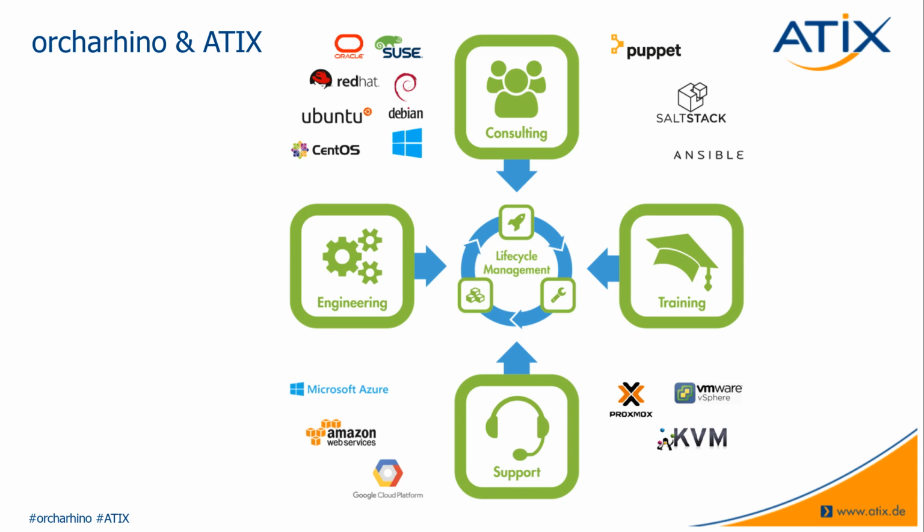So, what are we providing with ATIX? Basically, we support every enterprise Linux operating system like Red Hat and SUSE, but also others such as Debian, CentOS, Ubuntu, and also the deployment of Windows servers. As configuration management tools, we support Puppet, Ansible, and SaltStack. We can deploy servers on different hypervisors like VMware, KVM, Proxmox, or also in the cloud, for example, the Google Cloud Platform, Amazon Web Services, and Microsoft Azure.